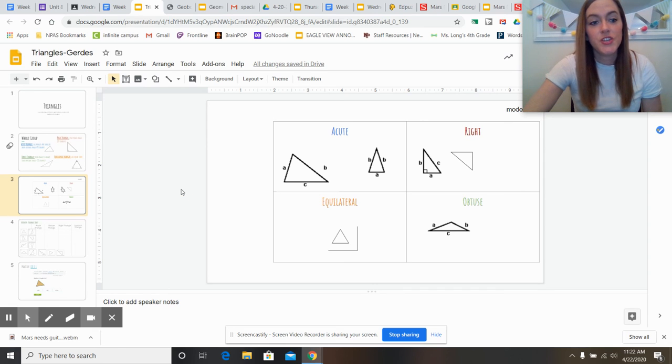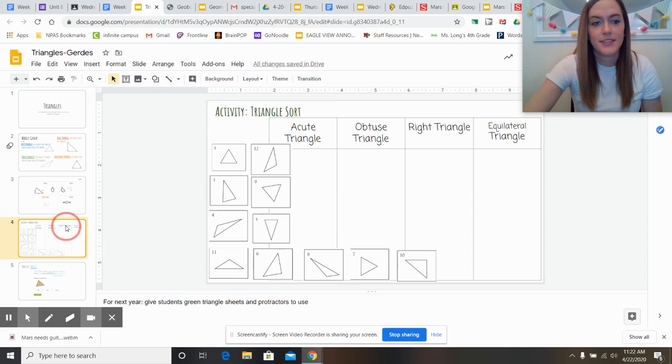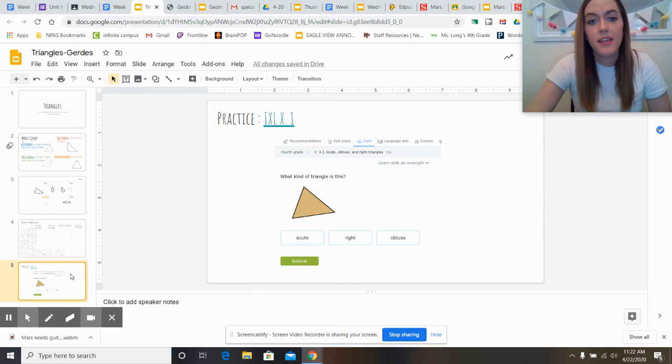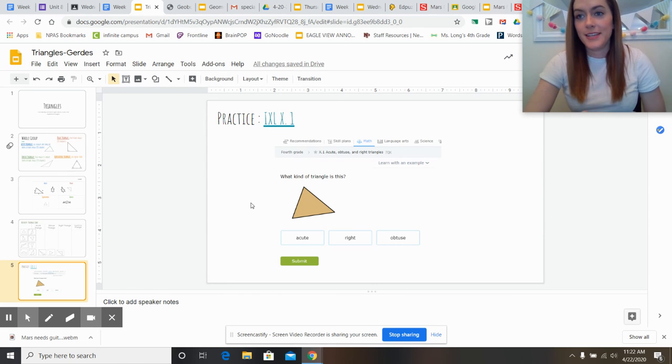Okay? So your job, you have 10 of them to sort on this next slide. Your job will be to put these pictures into the correct category. And then once you finish that sort, so you have 2 activities today, you need to do your IXL X1, and it is all about acute, obtuse, and right triangles. So both of those assignments need to be turned in for today's math assignment. This slide and slide 5. This will be posted on Google Classroom and your IXL skill. The link is in the slide.